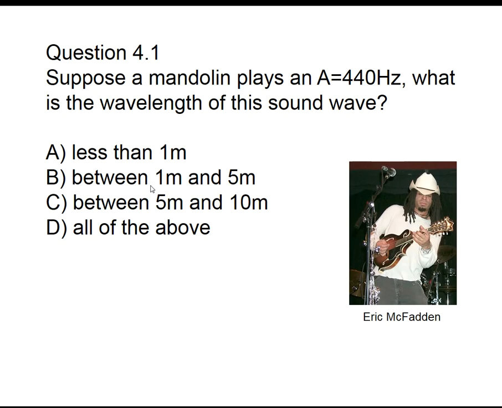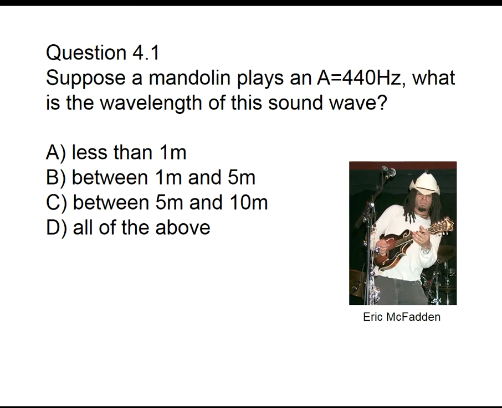Let's try some practice. So this is where we really develop our skills here. Suppose a mandolin plays an A, which is 440 hertz. What is the wavelength of this sound wave? Okay, I'll give you a pause for a moment and let you calculate this. You can see if you can guess it for now, or you can actually just try calculating it out to see if things make sense. So I'll pause here and be back in just a second.